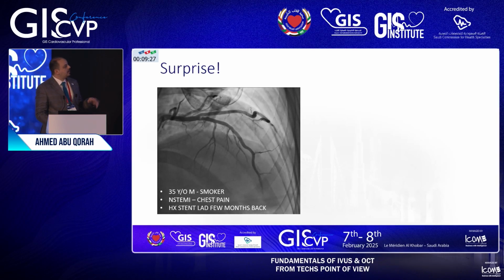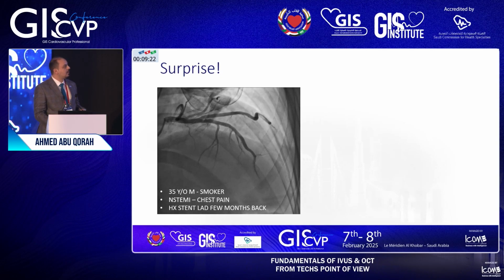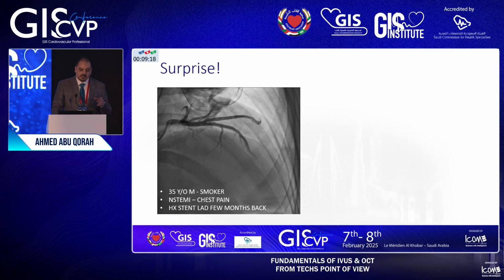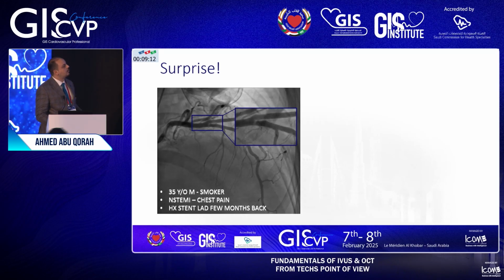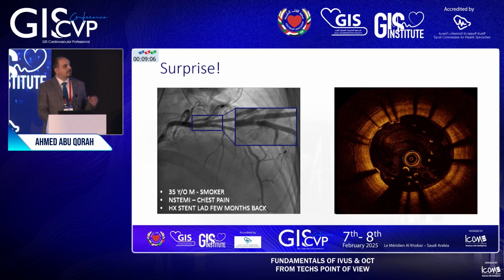This is a male, 35 years old, a smoker. He came to our emergency department as a case of chest pain. He had a history of stent LAD a few months back. As you can see here, there is some haziness in the proximal LAD. So we did OCT for the patient. The surprise was that the stent was massively undersized and malapposed.